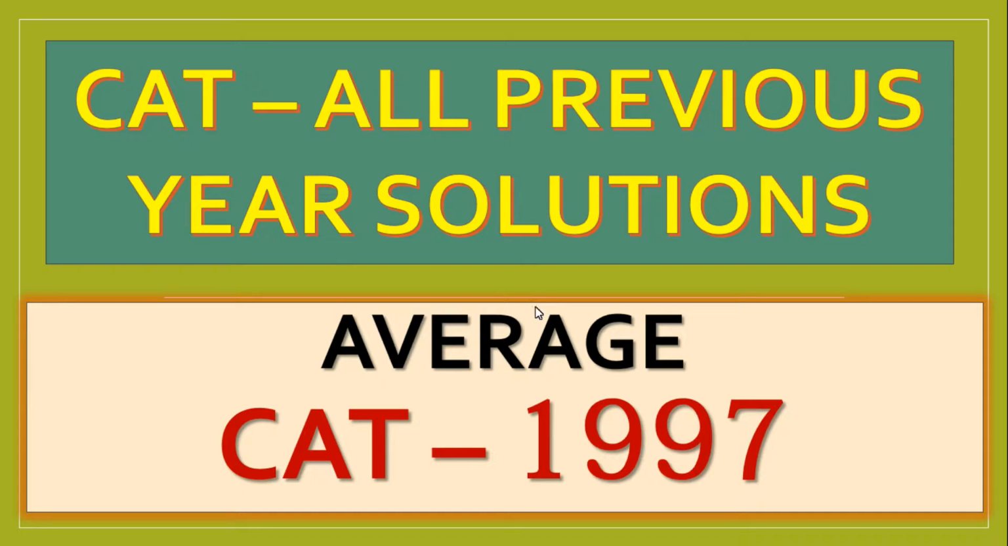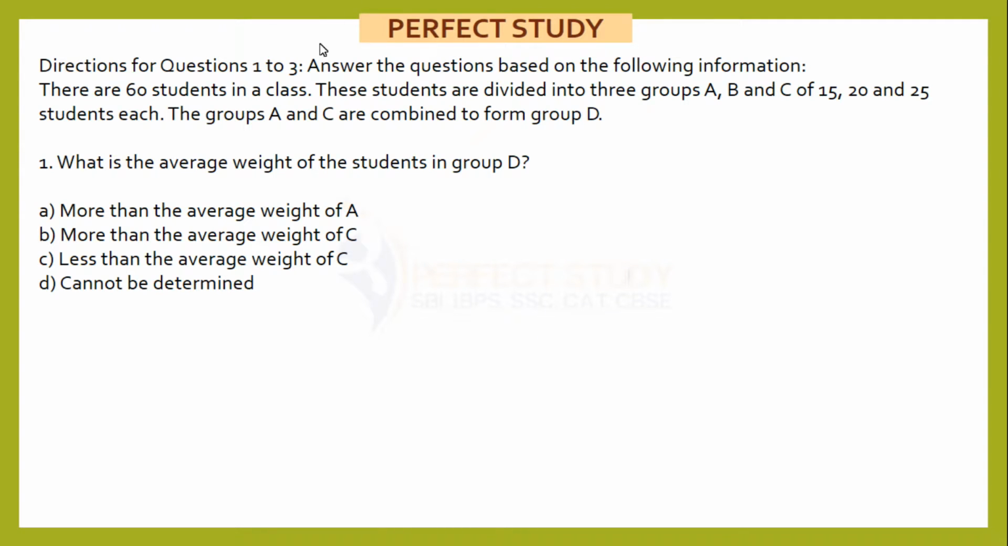So let's start. Question numbers 1 to 3. Now this is a set question and all the 3 questions are based on this particular direction. There are 60 students in a class. These students are divided into 3 groups A, B, C of 15, 20 and 25 students each. The groups A and C are combined to form group D. What is the average weight of the students in group D?